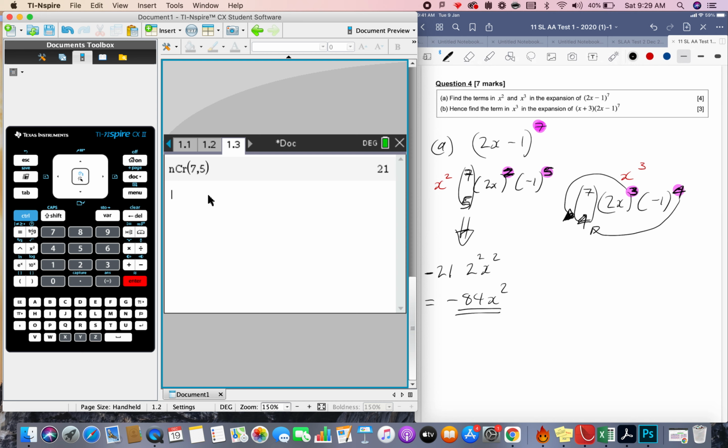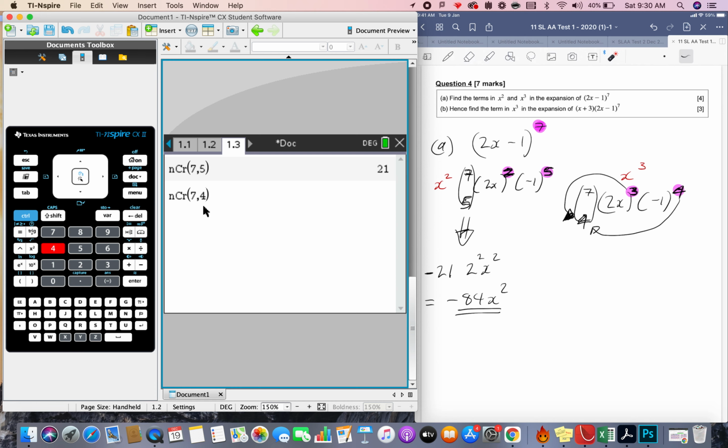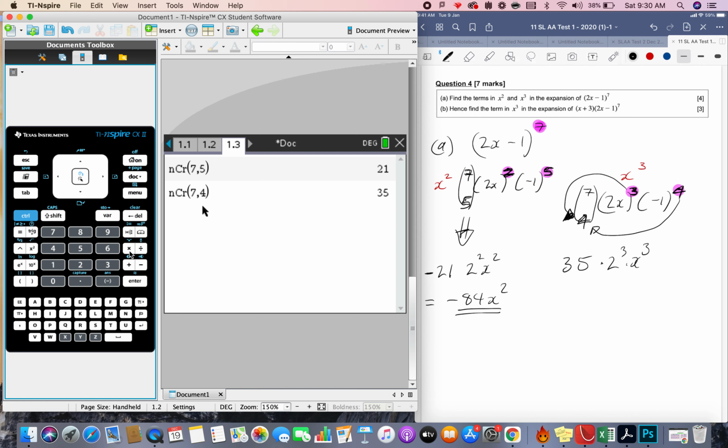And now we're going to look at the second part here, 7 choose 4. Now we go back to our calculator. If you press the up arrow and the up arrow again, you can press enter and you can return the n choose r, and just backspace and delete. And now we've got 35. So we've got 35 here. And again, it's 2 cubed x cubed, and now the negative 1 to the 4 is a positive, so it's just a positive final answer. And we can just get a calculator again if we like, 35 times 2 cubed, which is 8, and we have got 280. So there are the terms that we are after. Negative 84x squared, 280x cubed.